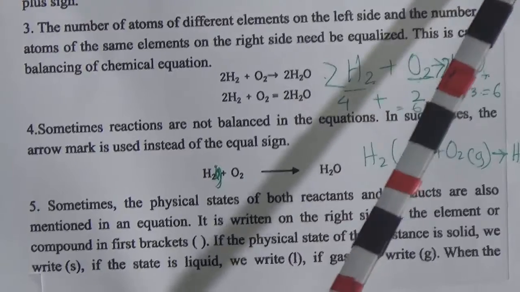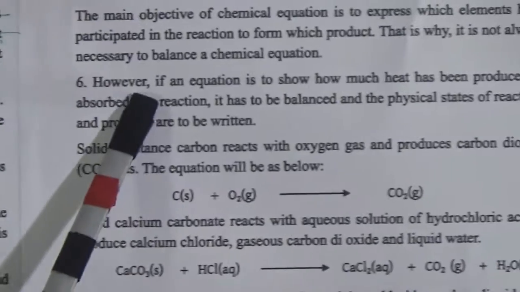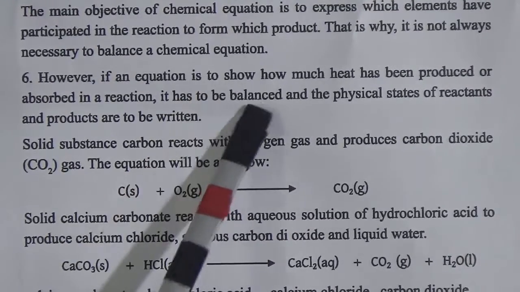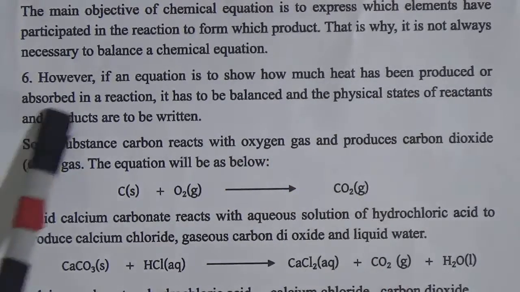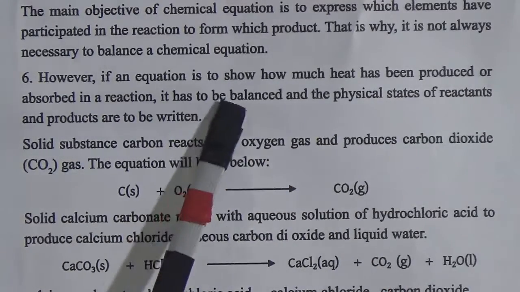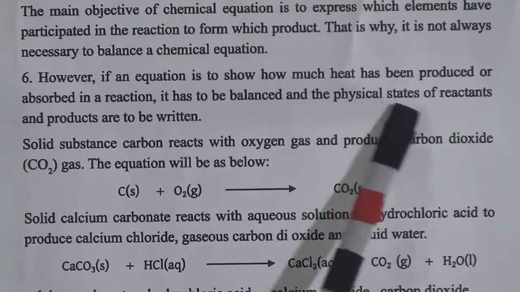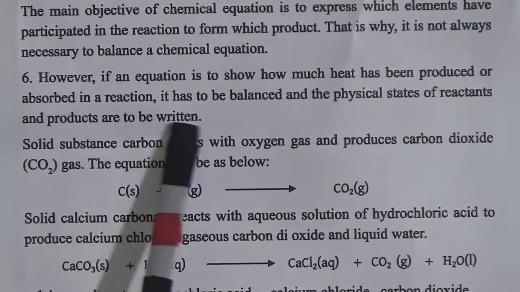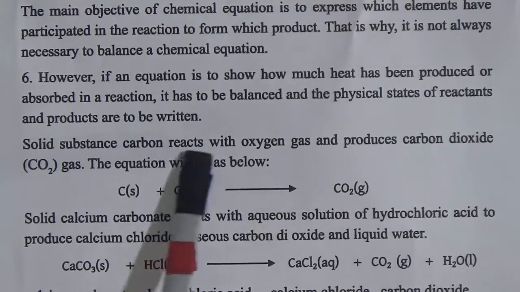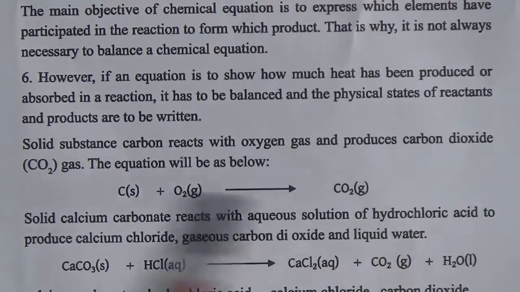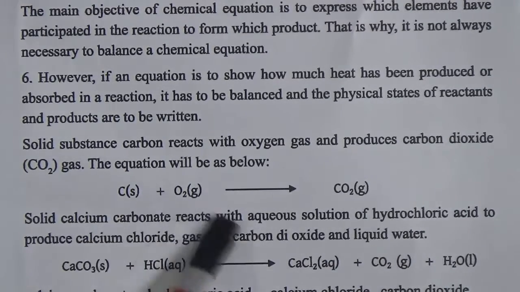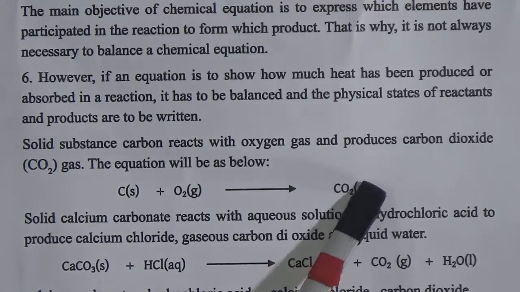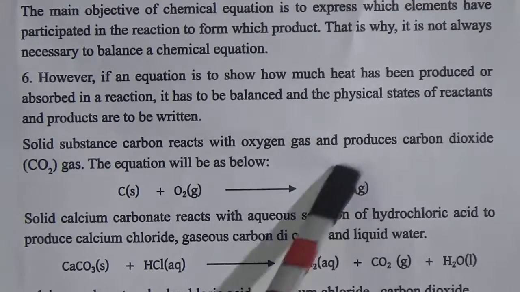Now come to the next point. However, if an equation is to show how much heat has been produced or absorbed in the reaction, it has to be balanced and the physical states of the reactants and products have to be written. Solid carbon reacts with oxygen gas to produce carbon dioxide. This equation is like this way. Carbon is solid and oxygen is gas, and the product carbon dioxide is also gas.